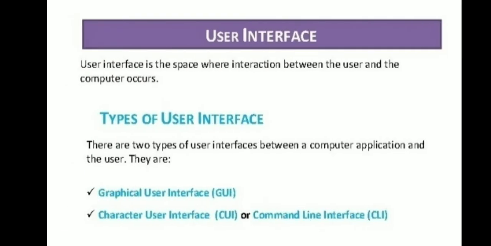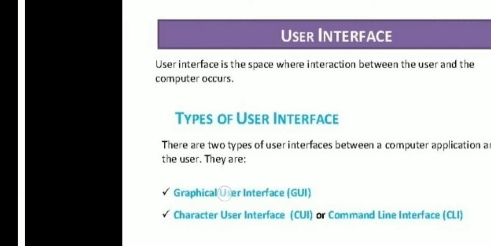Today the main objective of our class is to learn what is a user interface. A user interface allows a user to communicate with the computer such that you can easily interact with each and every component present in your computer. There are two different types of user interface. One is graphical user interface and another one is character user interface or command line user interface.